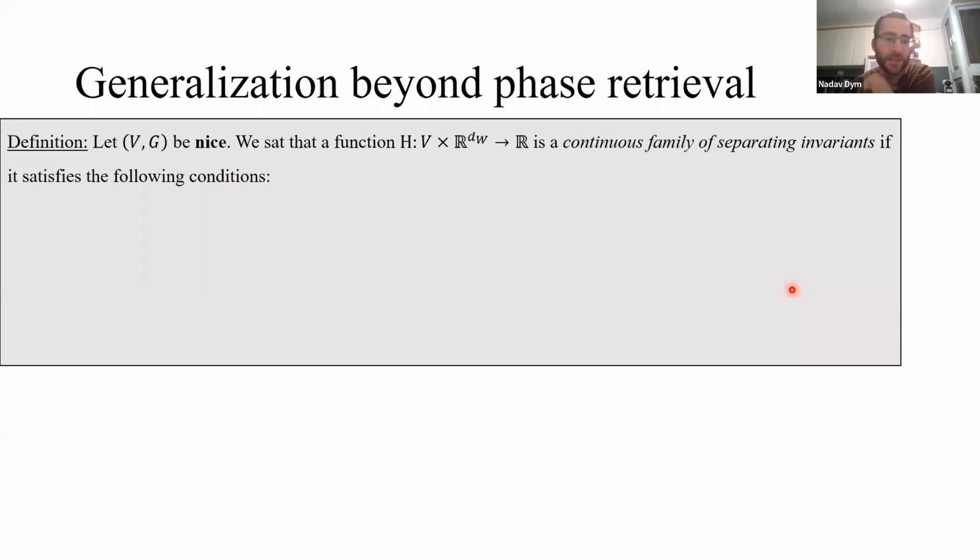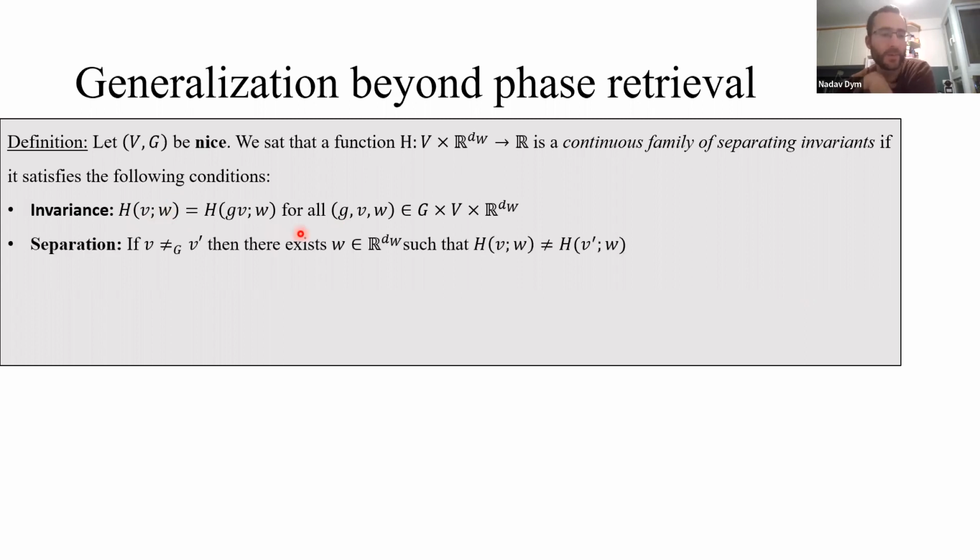Okay, so how does this work? So we define something called a continuous family of separating invariants. It has to satisfy the following conditions. First of all, we have to have invariants. So this means that for all weights or parameters w, the function described by these w's is G invariant. That's one thing. The second thing is separation. This means that if v and v prime are not the same, they're not related by a group transformation, then they can be separated by some w.